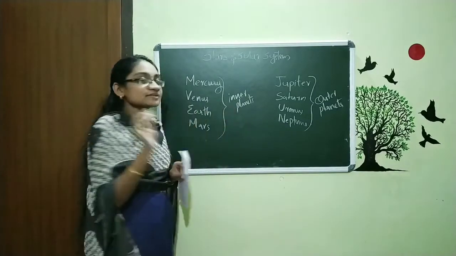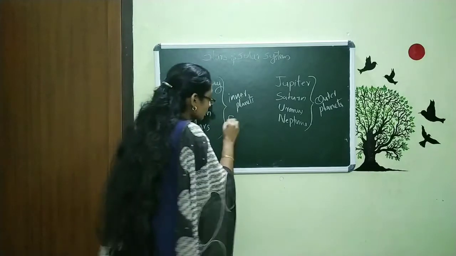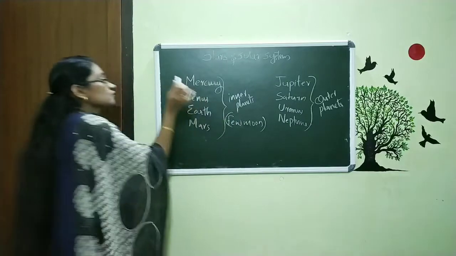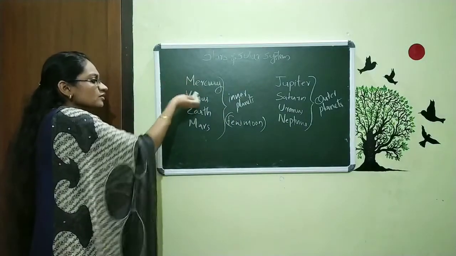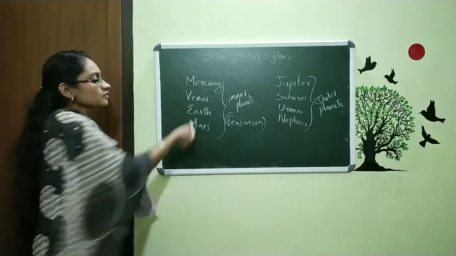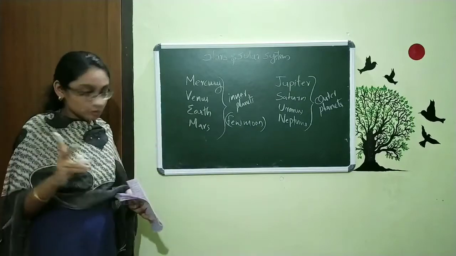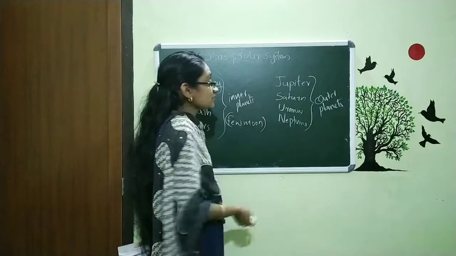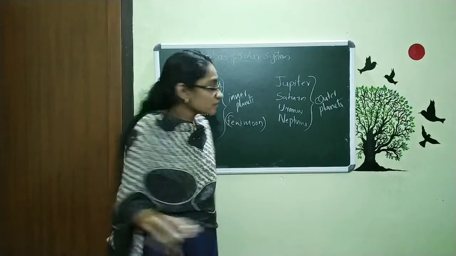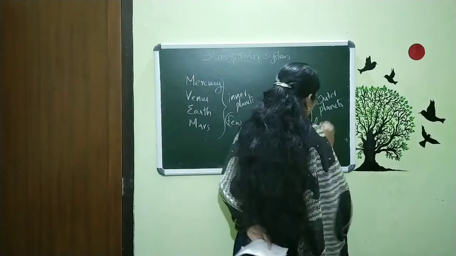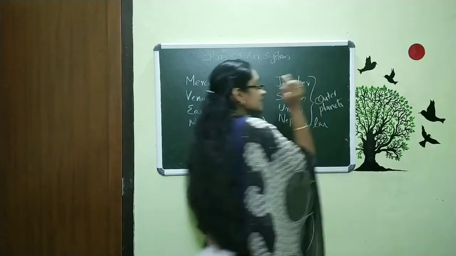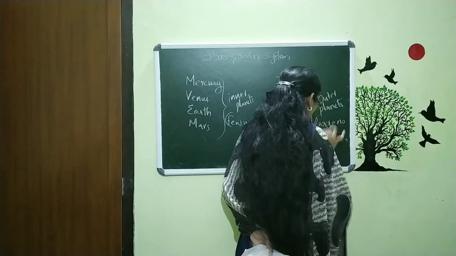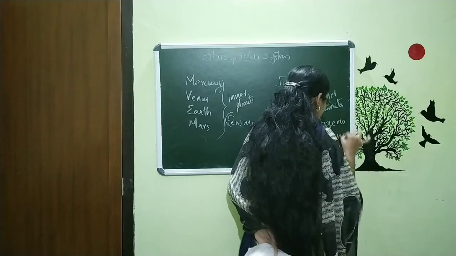And the one thing is this. These inner planets only have few moons. For the inner planets, Mercury and Venus have no moon. For the Earth it is 1 and for Mars it is 2. And when we are talking about Jupiter, Saturn, Uranus, Neptune, they have a large number of moons. So the outer planets have a large number of moons.